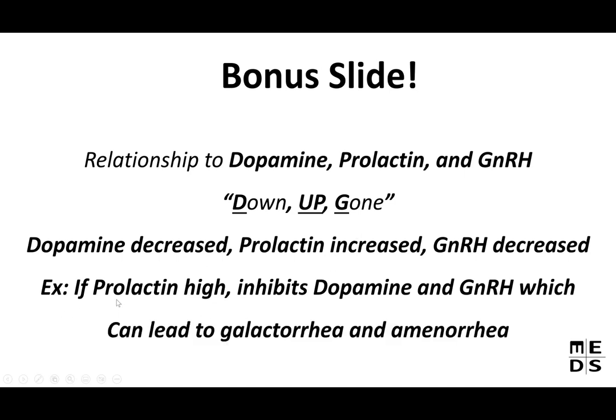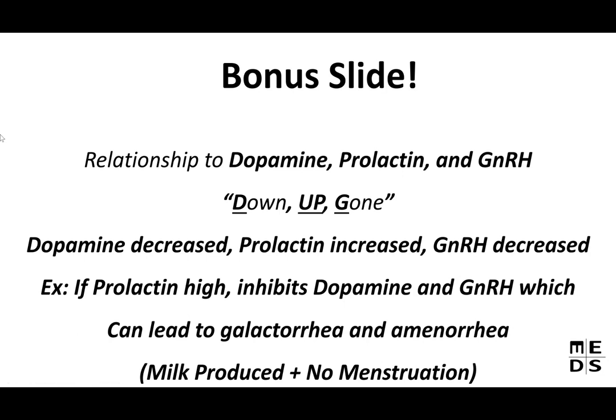And what this can lead to, if prolactin is high, is galactorrhea and amenorrhea, meaning milk is being produced, that's what galactorrhea means, and then no menstruation, which is what amenorrhea means. So I just want to throw this in here. I like writing this down during my repro exams, because if you just write down, up, gone, and you know that dopamine's really high, you know that prolactin's going to be the opposite. That one's going to be down. They're inverse of each other.